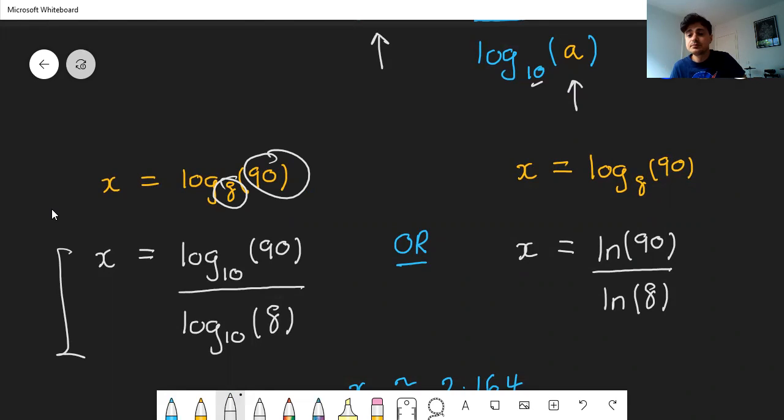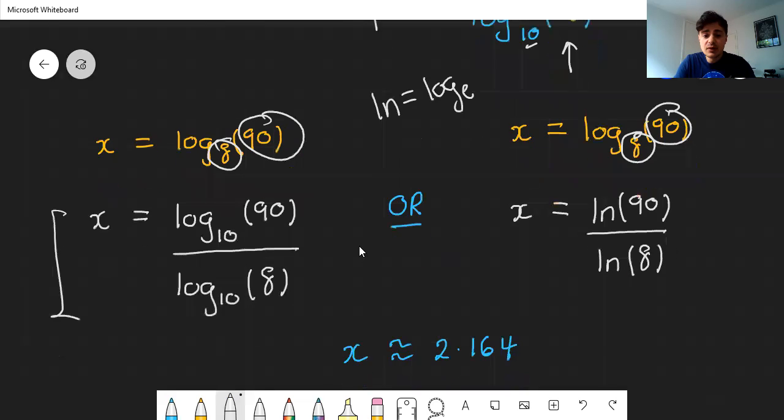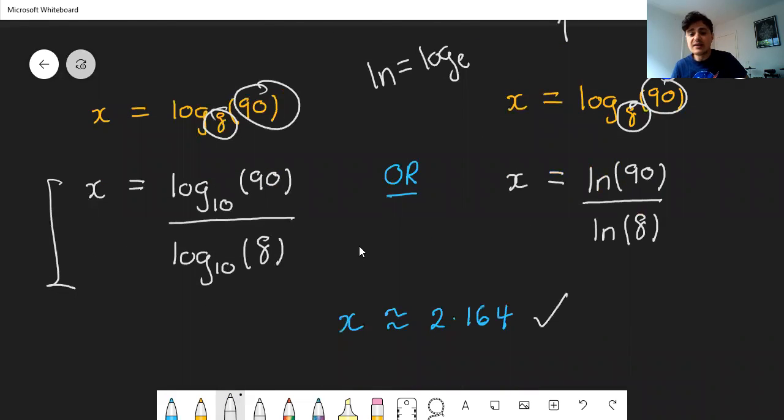Choose another base number. This would be log to the base e. Remember that ln is a different way of writing log to the base e. So again, log to the base e of 90 divided by log to the base e of 8. Whatever you choose, you get the same answer as before, 2.164 if we round to 3 decimal places. So this is always an option. You can always just take the logarithm of both sides of an equation, or just change the base number and use your calculator accordingly, if that's the case.